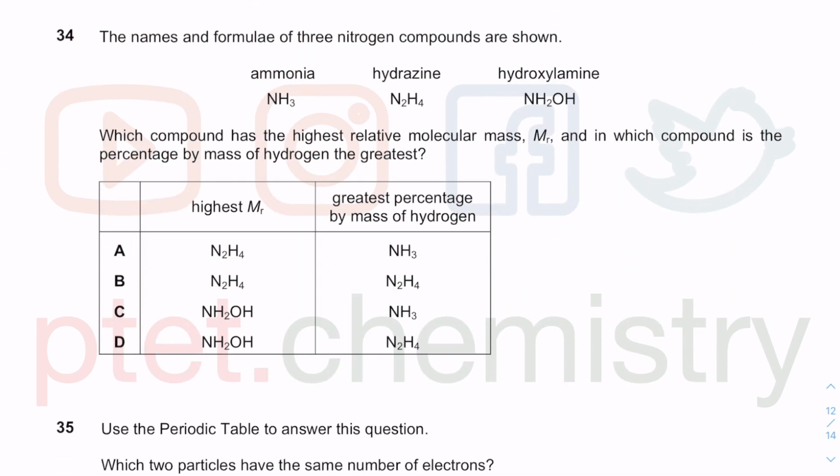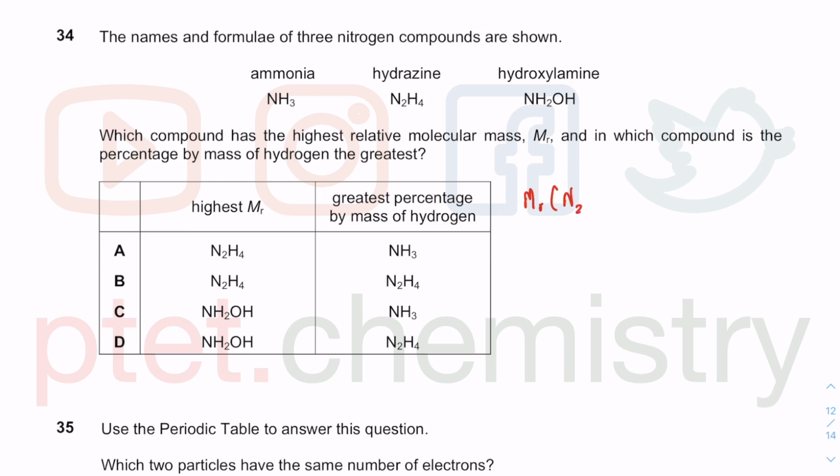Question 34, we have these 3 nitrogen compounds. We know ammonia from our case study. We don't really know the other 2, but this must be simple covalent molecule. Which compound has the highest MR? Well, if you look at the MR, you can calculate for each and every one of these.